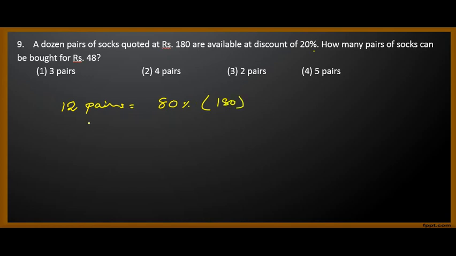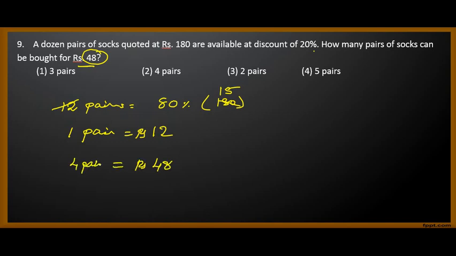The question here is, how many pairs of socks can be bought for 48 rupees? Let us find the one pair cost. One pair will be equivalent to 80% of 180 by 12, that is 80% of 15. How much is that? 12 rupees. Now one pair costs 12 rupees. You have 48 rupees. With 48 rupees, how many pairs can you buy? Which is nothing but 4 pairs. So the answer is 4 pairs.